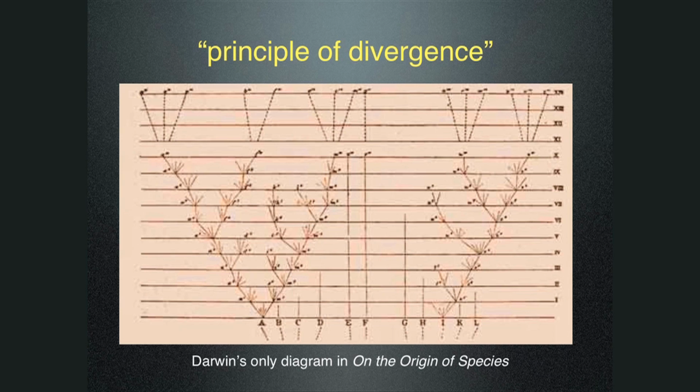Here's the only diagram that Darwin included in On the Origin of Species. Darwin was illustrating what he called the principle of divergence, and you can see that it's a tree diagram with all the branches diverging. They fork or bifurcate.